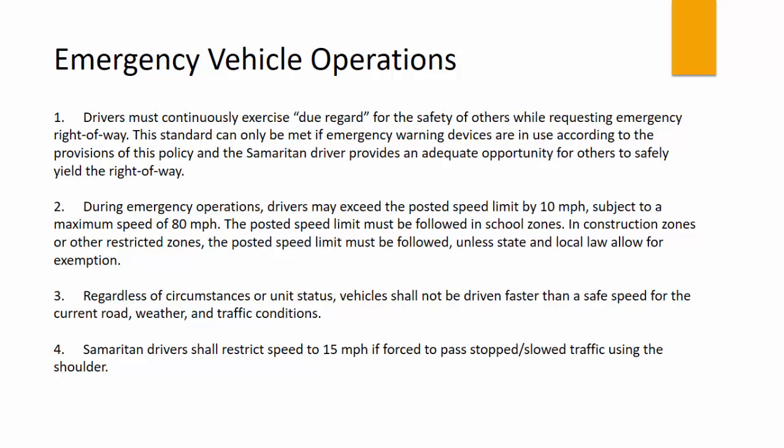case they do not. Regardless of circumstances or unit status, vehicles shall not be driven faster than safe speed for the current road, weather, and traffic conditions. Samaritan drivers shall restrict speed to 15 miles an hour if forced to pass stopped or slowed traffic using the shoulder.